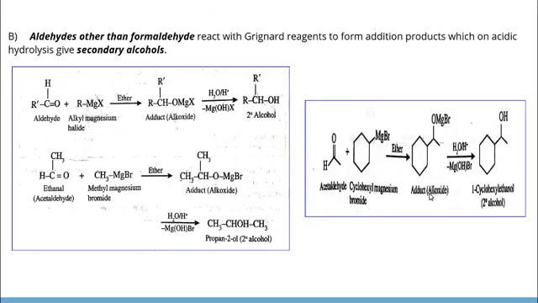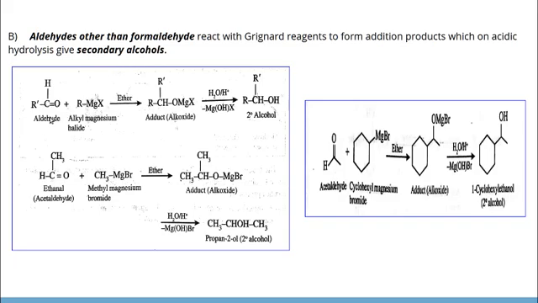Now let us see what will be the products formed by the reaction of aldehydes other than formaldehyde with Grignard reagent. So when aldehydes other than formaldehyde react with Grignard reagents to form addition products which on acidic hydrolysis give secondary alcohols. So with formaldehyde usually we get primary alcohols, with aldehydes other than formaldehyde we get secondary alcohol.